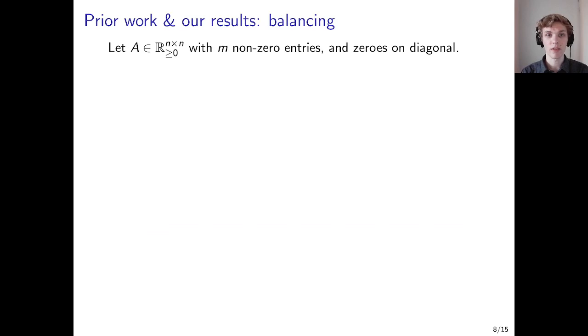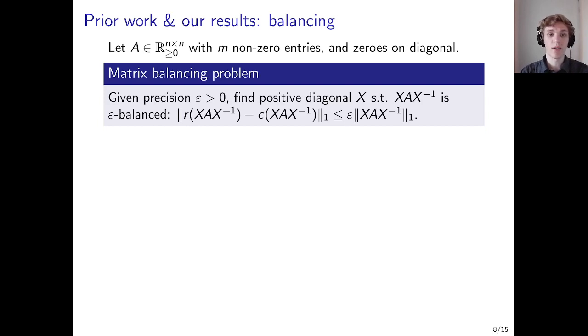Now let's get to balancing. So in balancing, what you have is an n by n matrix, again with non-negative entries. It has m non-zero entries, and I want to assume that it has zeros on the diagonal for a technical reason. Then what is the matrix balancing problem? Well, given a precision epsilon, I want you to find a positive diagonal matrix X, such that if I left multiply with X and right multiply with its inverse, then I get an epsilon balanced matrix, which means that its row and column marginals are approximately the same in L1 norm. And you can ignore this part, this is just a normalization.